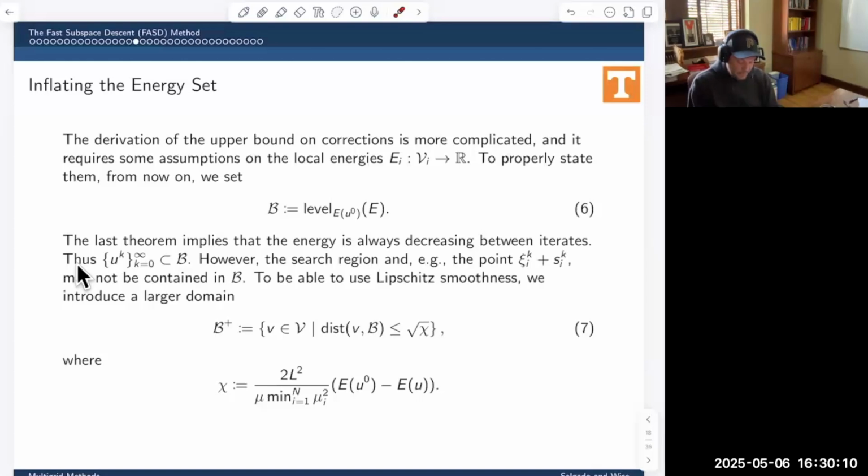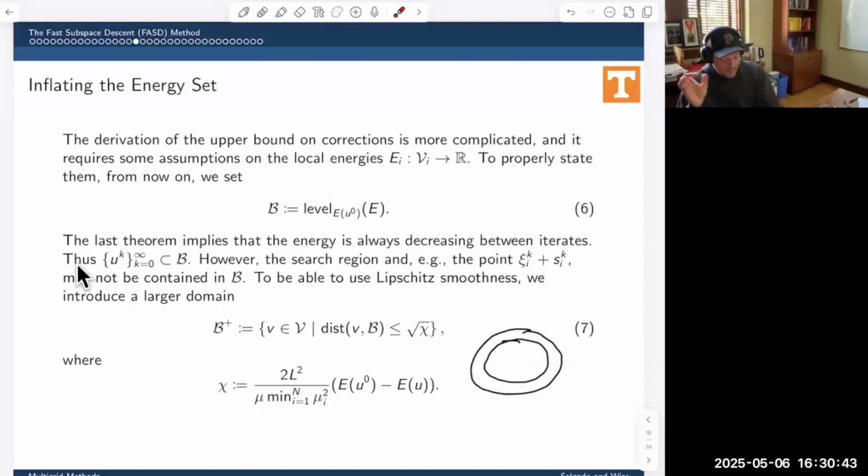So what I'm going to do is take B, the bounded energy set with respect to the ambient space energy, and I'm going to pump it up just a little bit. For convex sets, this is kind of simple. All I'm going to do is add a layer onto it, an extra layer of length square root of chi. So that becomes square root of chi right there.